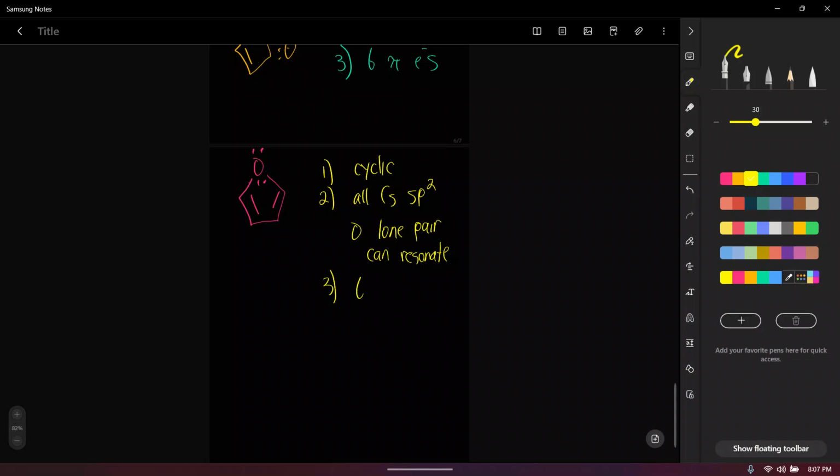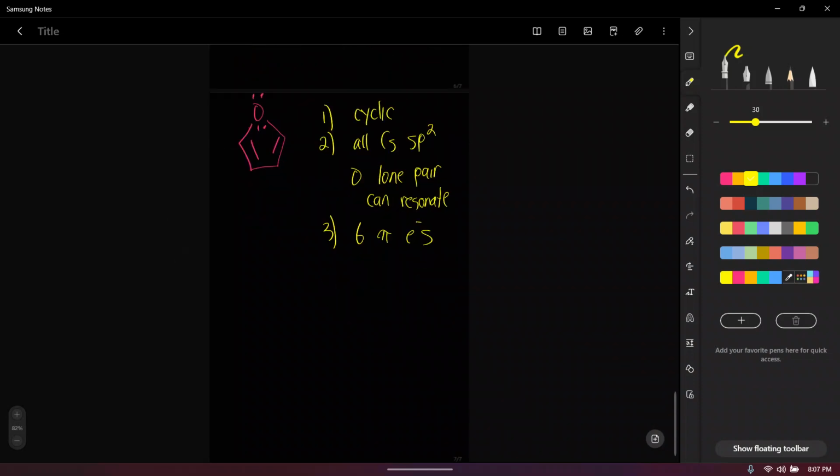And then the total number is 6 pi electrons. Okay. All right. Okay. So if you guys go on Google, you probably can literally search for aromaticity problems if it confuses you. There's probably a lot of practice problems that you can do, but those are the rules. Okay. So that is aromaticity.